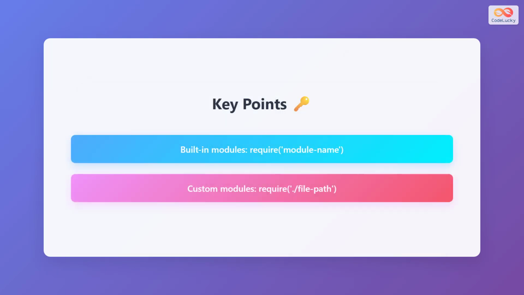Let's recap the key points about using the require function. To load built-in modules, you use require followed by the module name in string quotes, like require('moduleName'). To load custom modules, you use require followed by the file path to the module in string quotes, like require('./filePath').